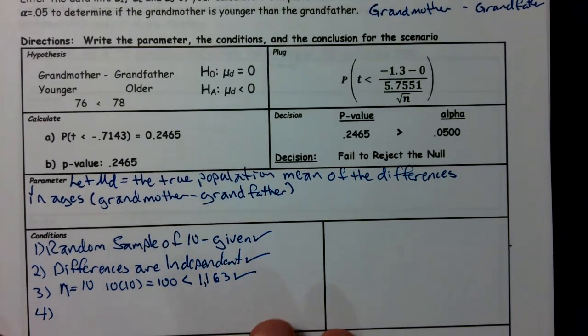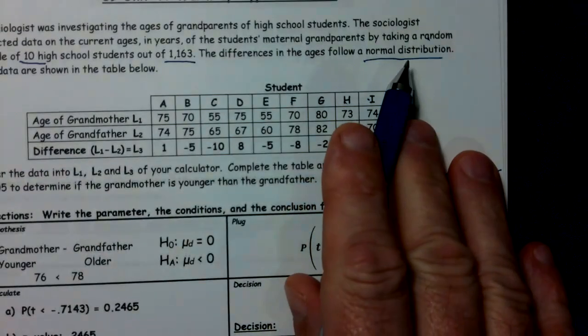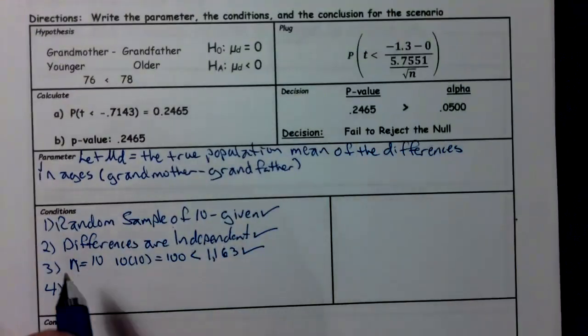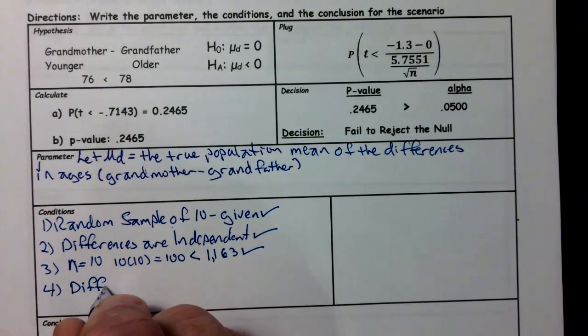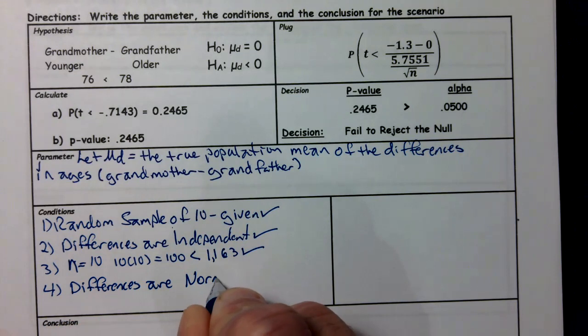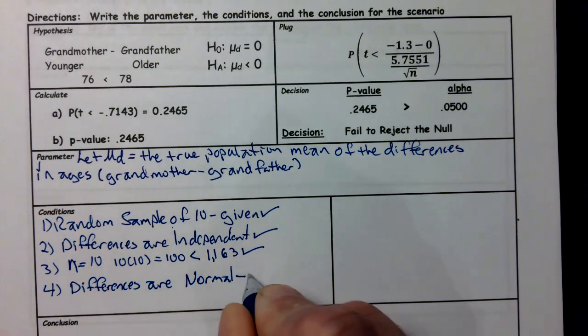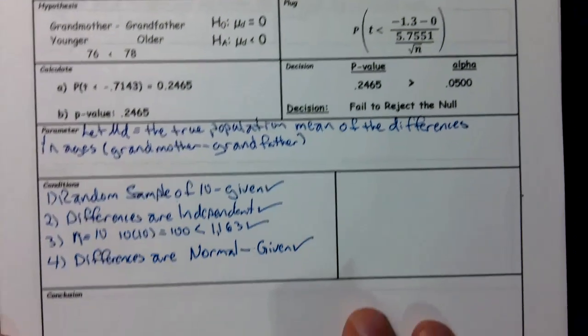And then normality. Well, we need a sample size of 30 or more, and we only have 10. But fortunately, they told us the differences follow a normal distribution. So we're going to write differences are normal. And that was given, so we can go ahead and put a check mark by that.